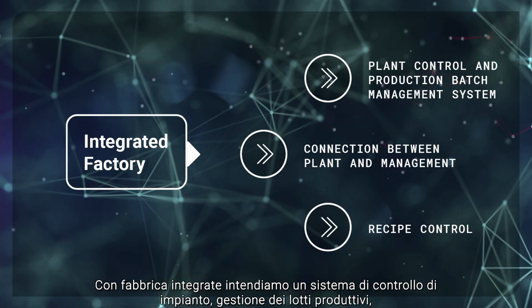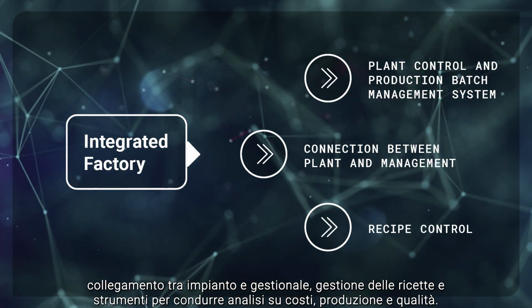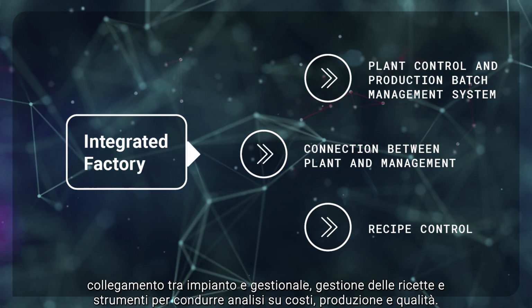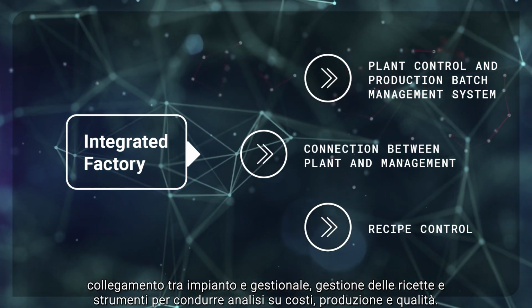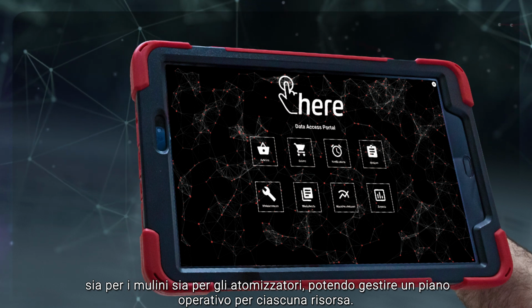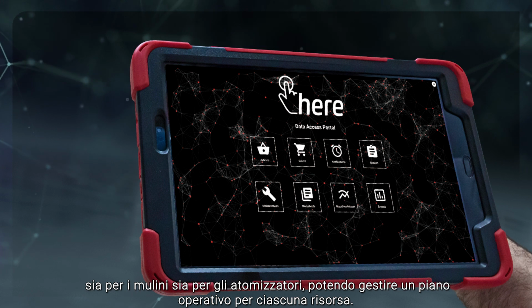With integrated factory, we mean a plant control and product batch management system, a connection between the plant and management, recipe control, and tools to analyze cost, production, and quality. By making full use of the potential of Here and its global view of the plant, we can achieve order management integration for both mills and spray dryers, allowing us to implement an operational plan for each resource.